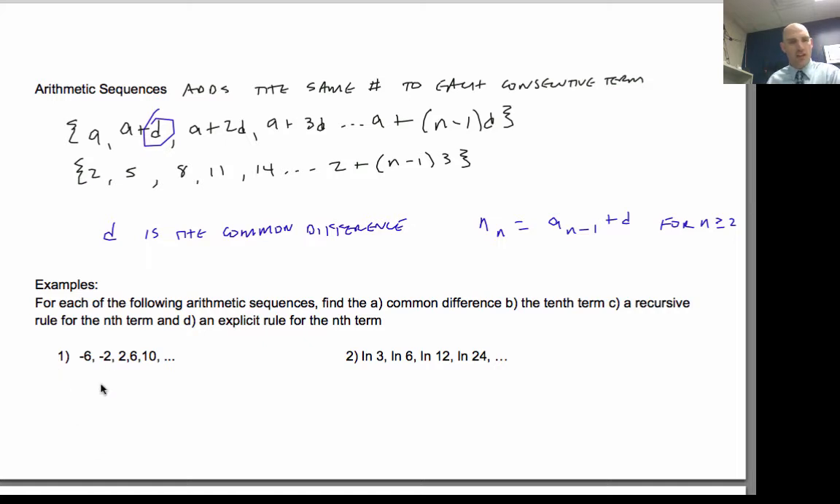So here we go. Let's look at a couple of examples. So for each of the following arithmetic sequences, so this should be A sub n minus 1 plus D. Find the common difference. What is added?